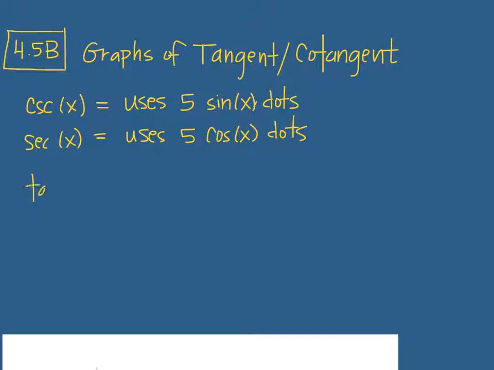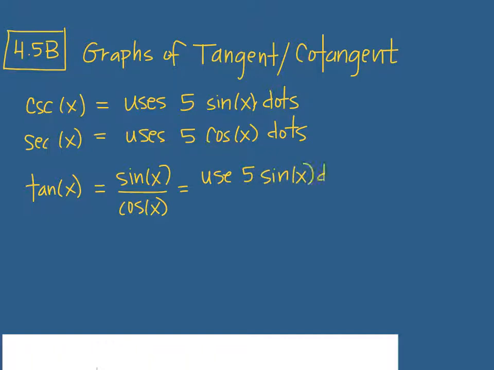But I want you to think back to what tangent means. Tangent means sine over cosine, which means we are going to use both. We're going to use the 5 sine dots over the 5 cosine dots. And we're going to use that to create tangent.